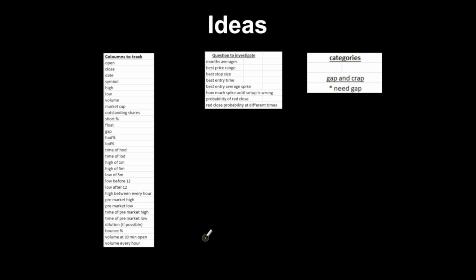So I definitely recommend taking notes of this, even on your phone. That'd be a great way of doing it as well. Categories. This is a very basic idea, but if you were just looking at gap and craps, you should have a category for gap and craps and the ideal criteria for gap and craps, and you could sort your spreadsheet to different categories if you had multiple setups.